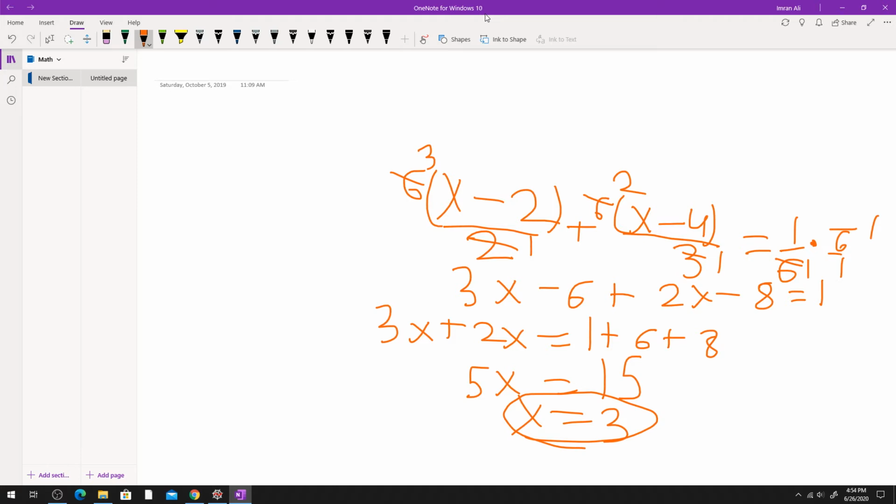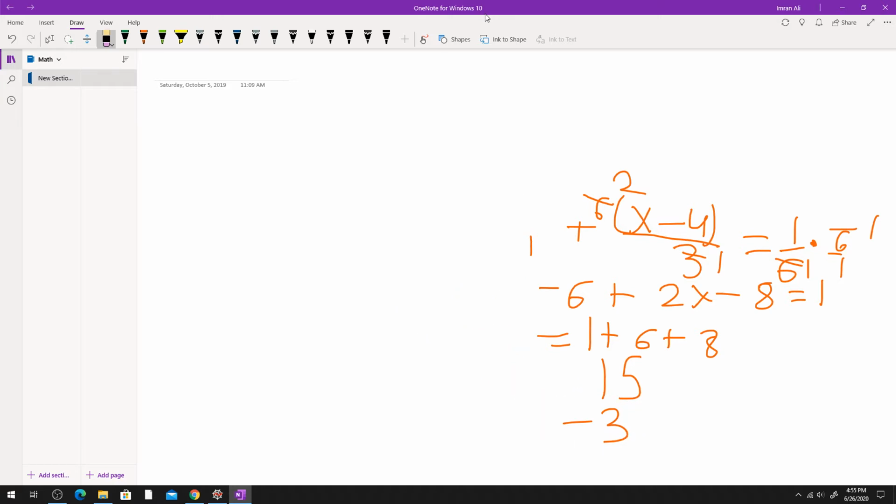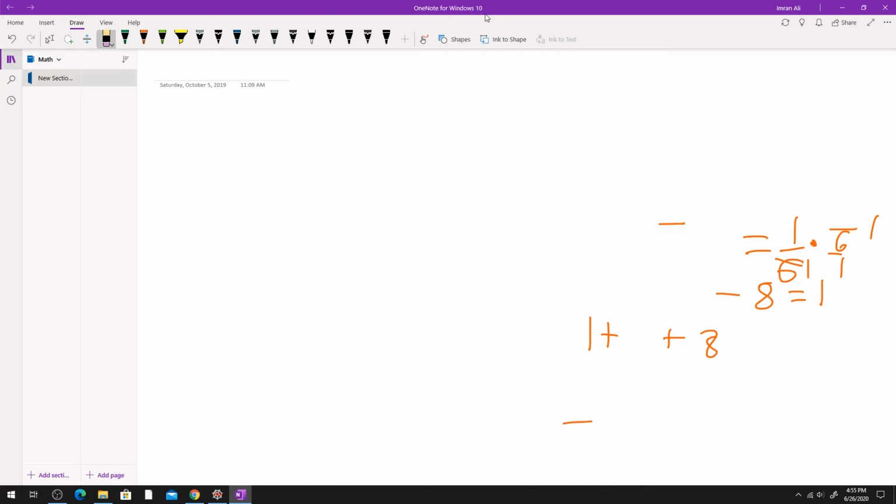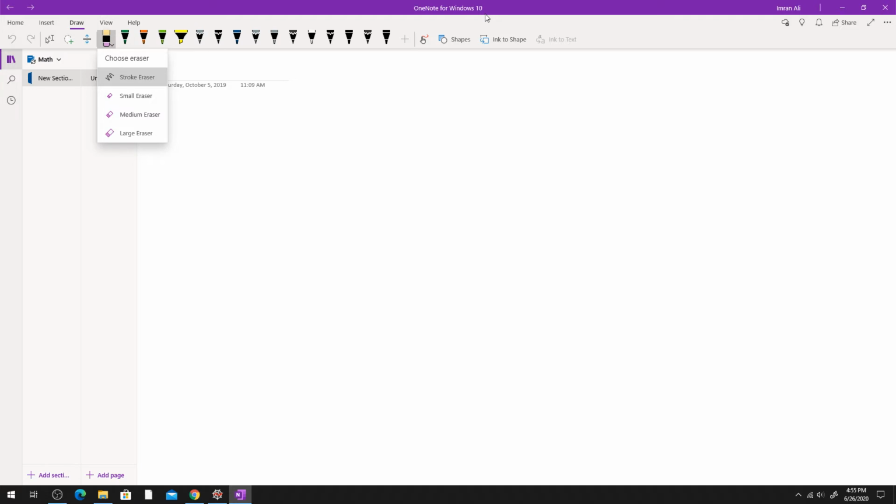So let's start the second equation. Get the eraser out. Use a stroke one. Oh, it's not really working. Great. Let's use blue. We're just going to use blue.